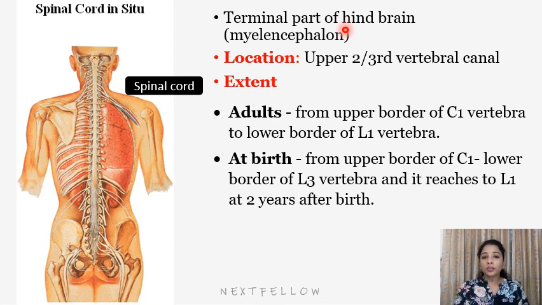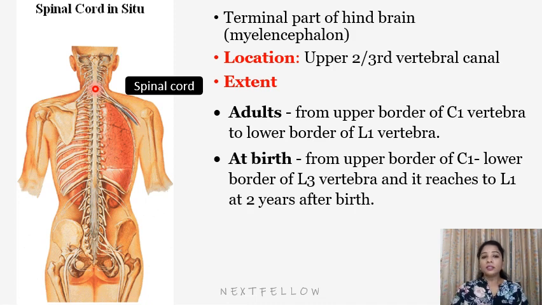The spinal cord finishes growing at the age of 4 years, while the vertebral column finishes growing at the age of 14 to 18 years. So this is the reason why in adults the spinal cord occupies only the upper two-thirds of the vertebral canal. The growth of the spinal cord stops, whereas the vertebral canal grows up till 14 to 18 years of age.